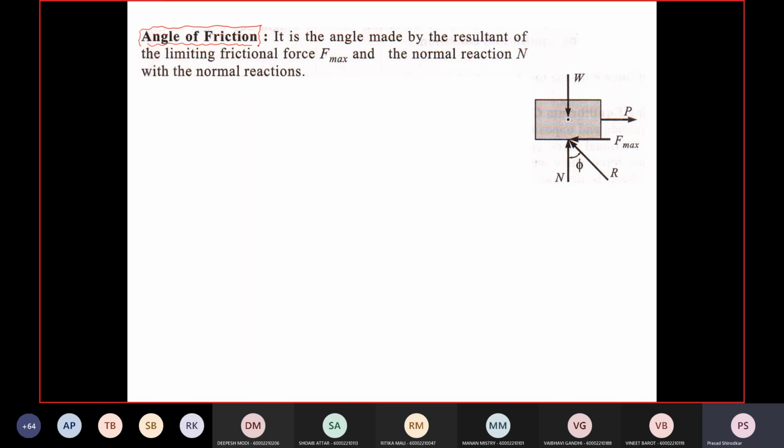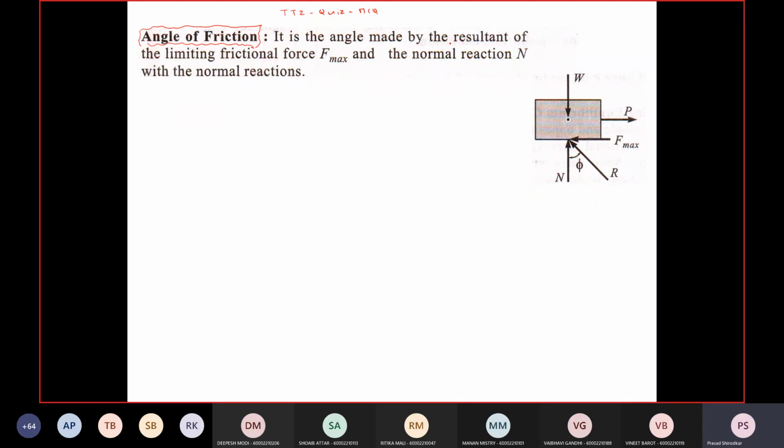Whatever I'm teaching, term test 2 might have a quiz component, and in that quiz component, a lot of the time the questions are based on theory. Okay, so multiple MCQs might be there. So in that case, make sure that you know all the theory very well. Okay, so let's first discuss the first term, that is angle of friction.